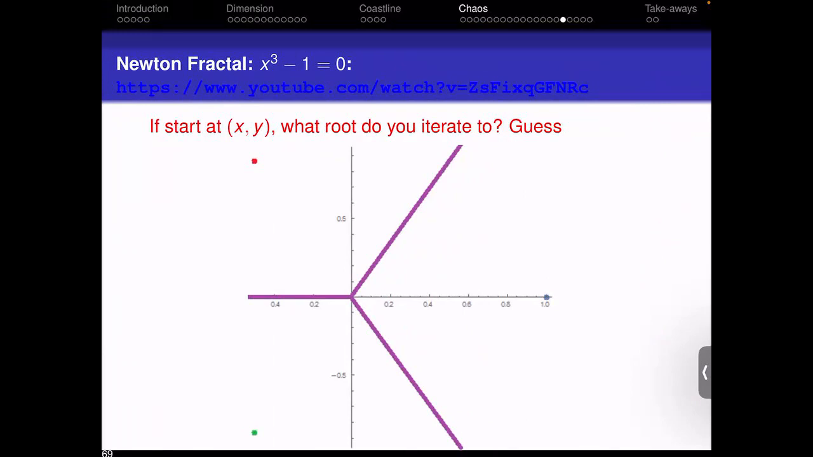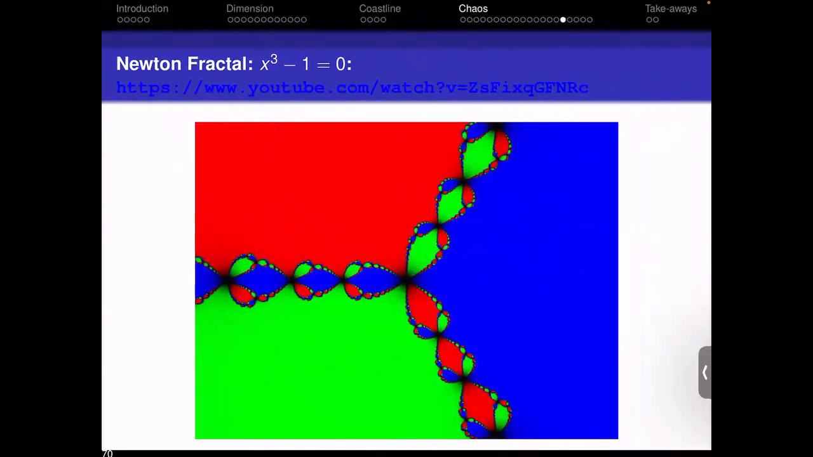Yeah, so each section, you go to whichever root is closest. Computers can do the simulations, and this is what you get. We color each point in the plane based on what it goes to. The answer turns out to be a fractal. This is absurd. Okay, if I'm near the red root, I'm red. If I'm near the green root, I'm green. If I'm near the blue root, I'm blue.